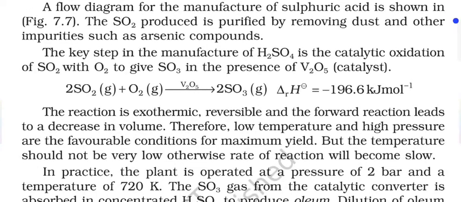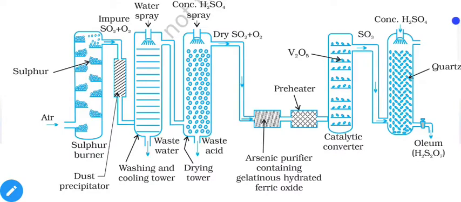The flow diagram of the manufacturing of sulfuric acid is shown in figure 7.7. The SO2 produced is purified by removing dust and other impurities such as arsenic compounds. The key step in the manufacturing of H2SO4 is catalytic oxidation of SO2 with O2 to give SO3 in the presence of vanadium pentoxide. So a simple reaction: SO2 with O2 produces SO3. Now this reaction is exothermic, that's why the enthalpy of reaction is negative. So first let's discuss the flow diagram of the contact process.